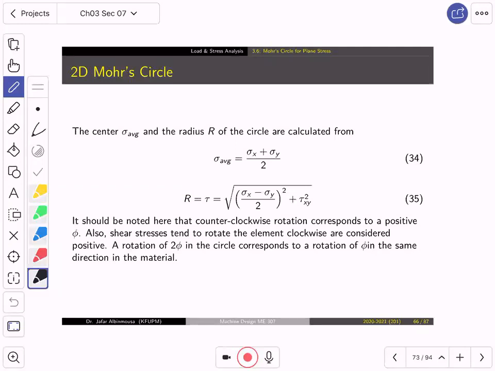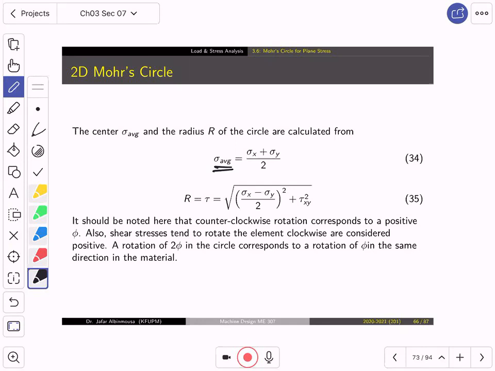The center of Mohr circle is called the average stress. All you need to do is take the average of the normal stresses, which means you add the two values, sigma x plus sigma y. There is no sigma z. And then you divide by 2. That's it. Now, what you need to be careful about is that this is independent of their values. This equation is just the addition. So one of them could be negative, both of them could be negative.